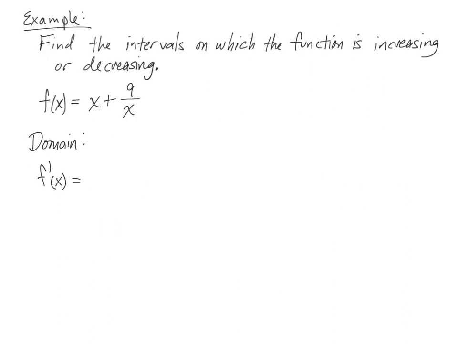To start off the examples, we have this example here that asks us just to find the intervals on which the function is increasing or decreasing. So here's our function. We have it right here. And the first thing I want to do is find the domain for this function. And again, the purpose for finding the domain I'll get to in a second here. I can see that we have a variable in the denominator. That means x cannot equal 0, which means the domain looks something like this.